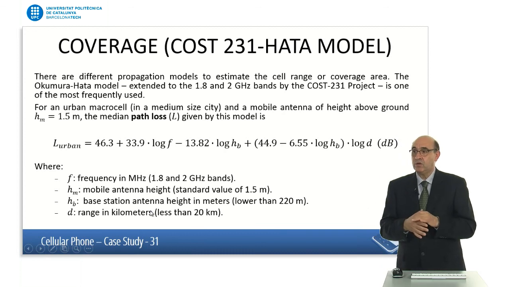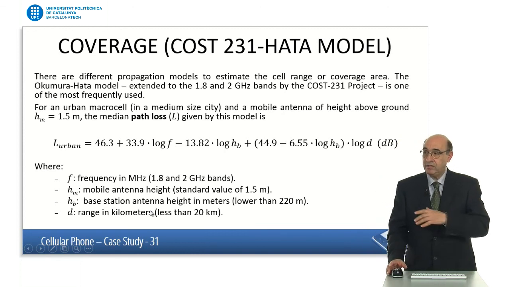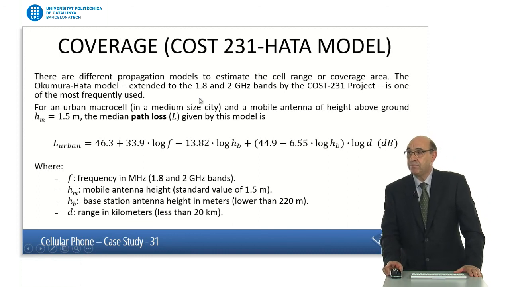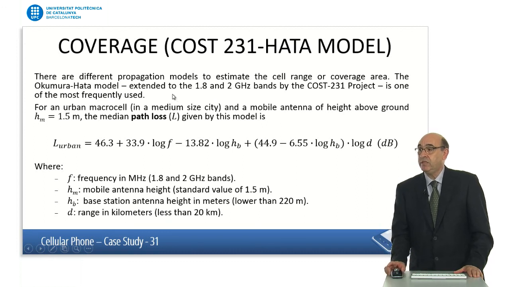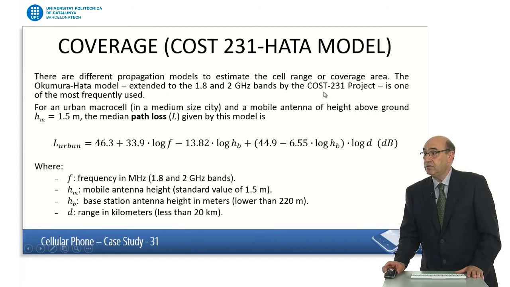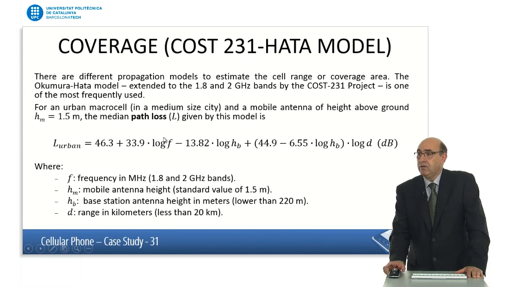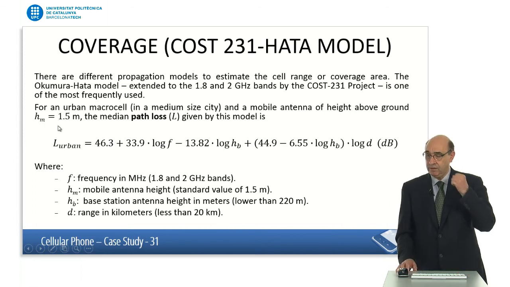This is a very complex and complicated environment, and there are some models. There are different models. Each one will give you very different values, but today we are going to consider just one of them, and it's based on the Okumura-Hata model that was extended to the UMTS or 3G bands by the COST 231 project. And this model for an urban macro cell, that means in a medium-sized city, gives you the median path loss, L, as a function of the mobile antenna height.